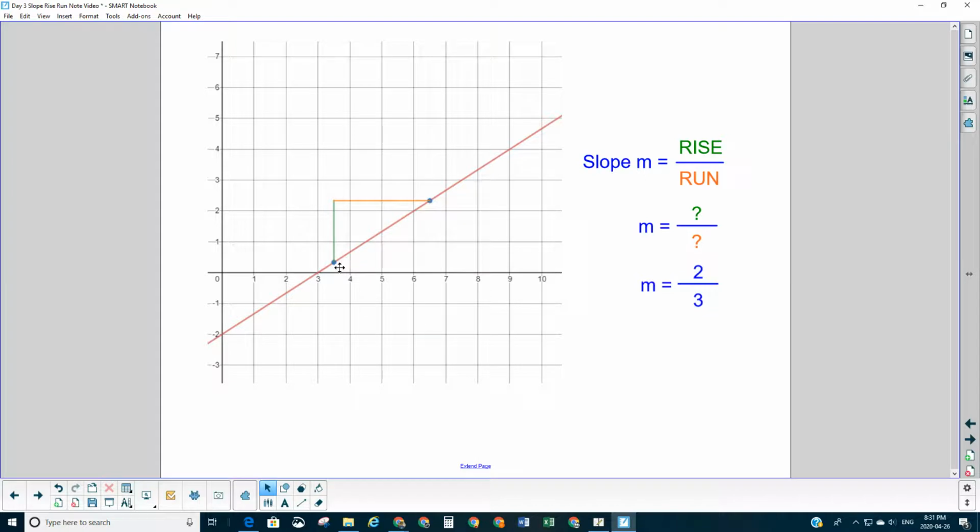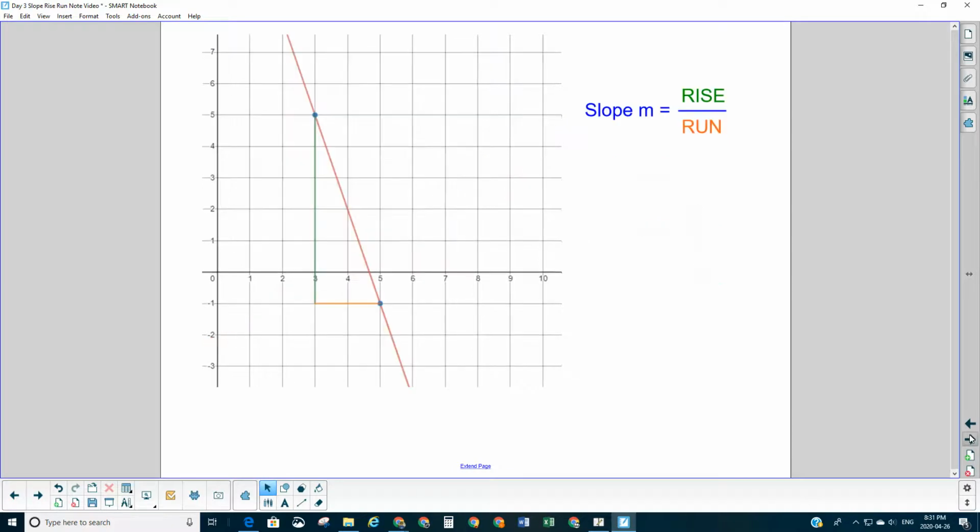Regardless, even if you were able to count, you could count up whatever that ratio is. From here to here, it turns out that the rise is probably some ratio of 2 over 3. Okay, you might as well pick points that are easy to count.